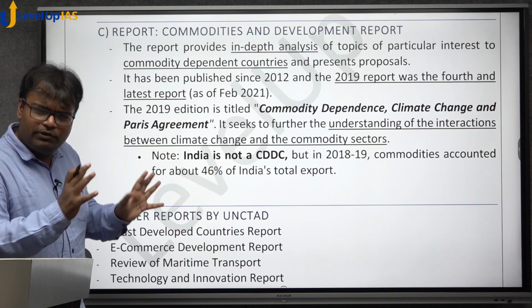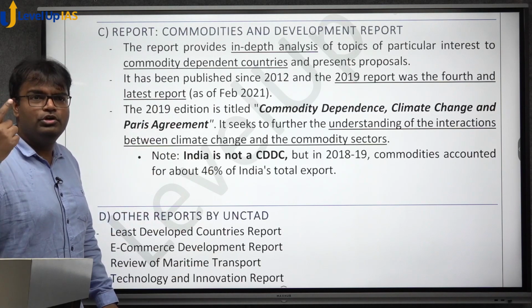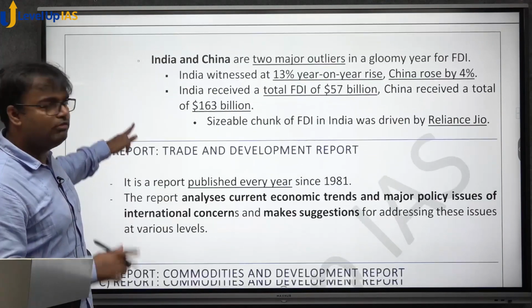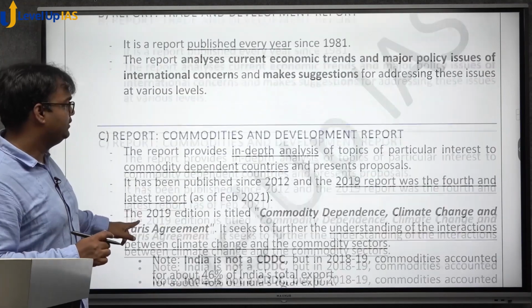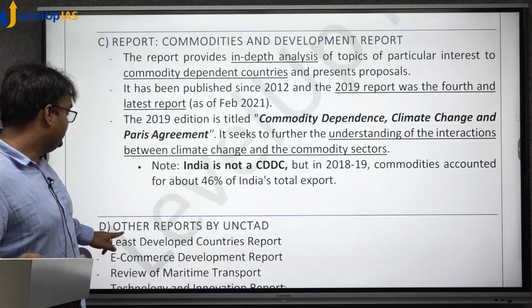But again, you do not have to get into its detail. So far we studied the first report, World Investment Report. What was the second report? Trade and Development Report. What was it? Trade and Development Report. Third, Commodities and Development Report, all by UNCTAD.